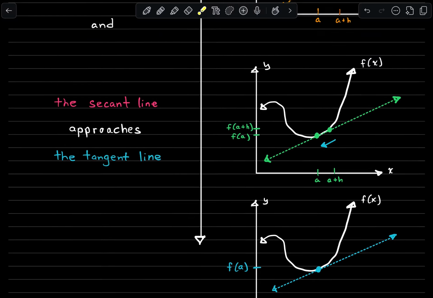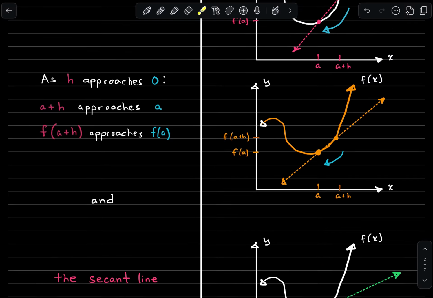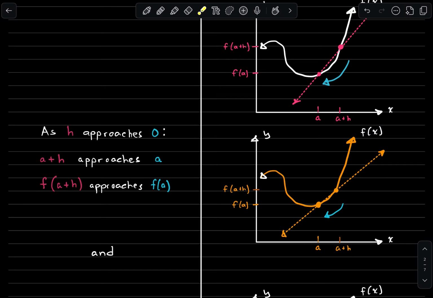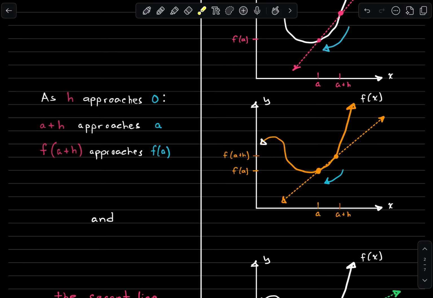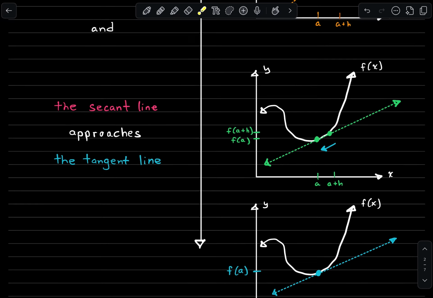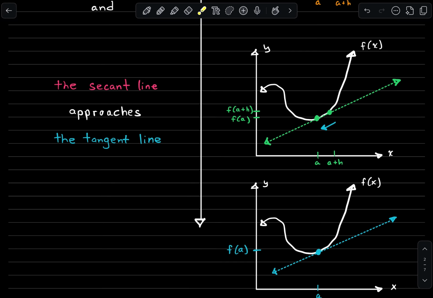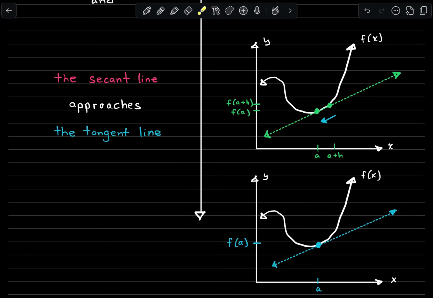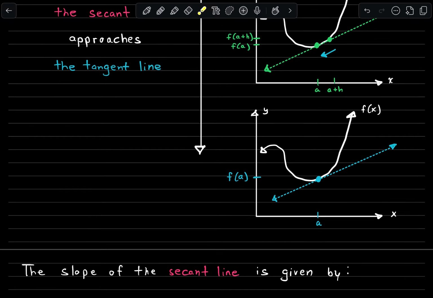So this is what's happening kind of visually as h approaches 0. These points are getting closer, and the slope of your secant line is becoming the slope of the tangent line. In fact, your secant line is becoming your tangent line. Okay?